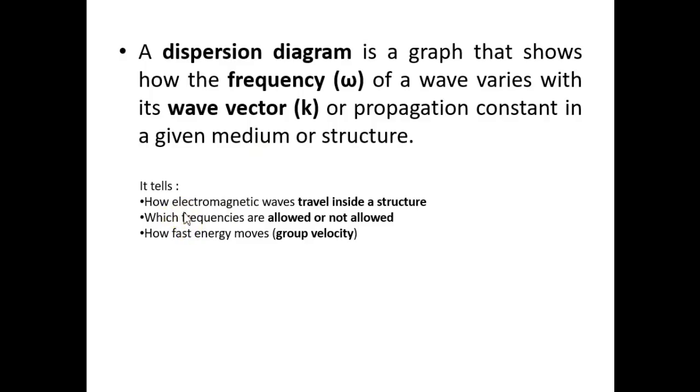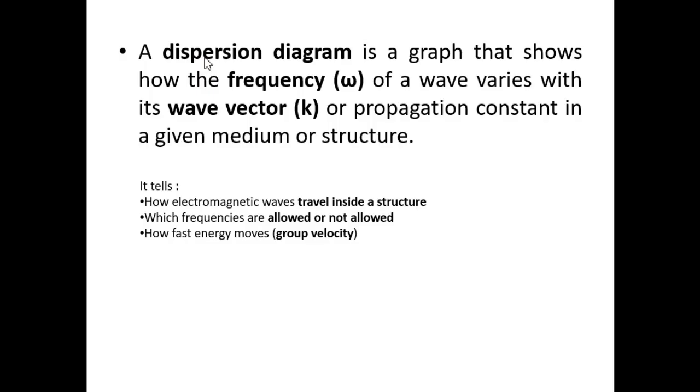It tells how an electromagnetic wave travels inside a structure, and which frequencies are allowed or not allowed. It shows the electromagnetic band gap, that is, which frequency band is allowed for propagation and which frequency band is not allowed from the structure, and how fast energy moves, that is group velocity. So all these kinds of information we will get from the dispersion diagram.